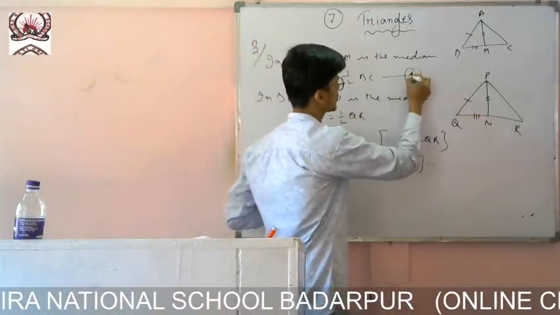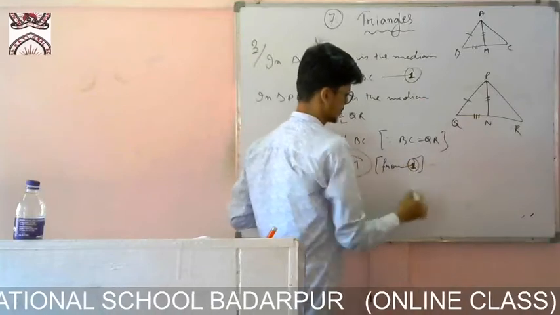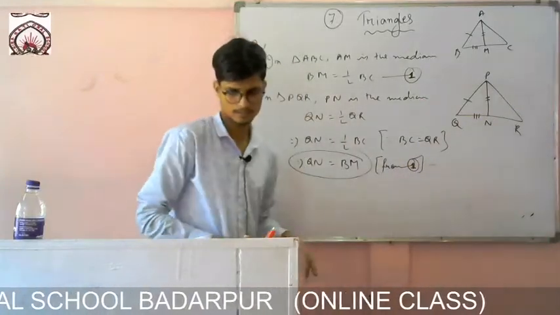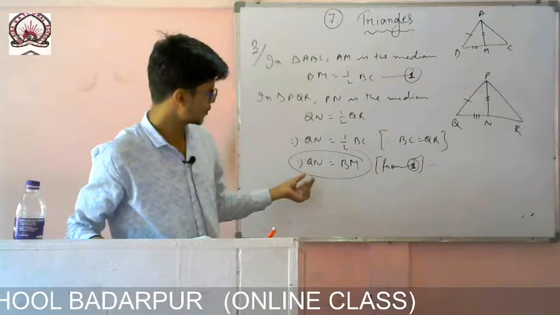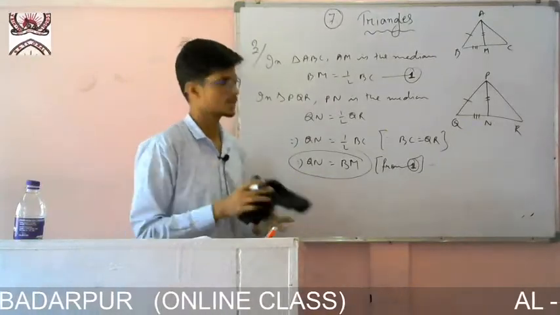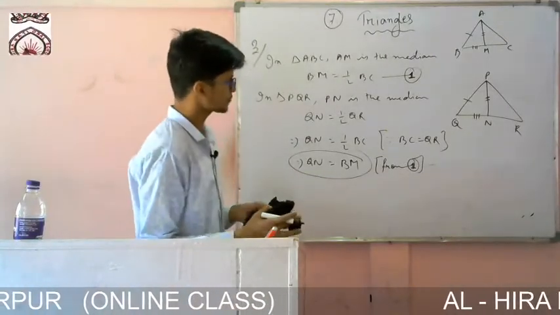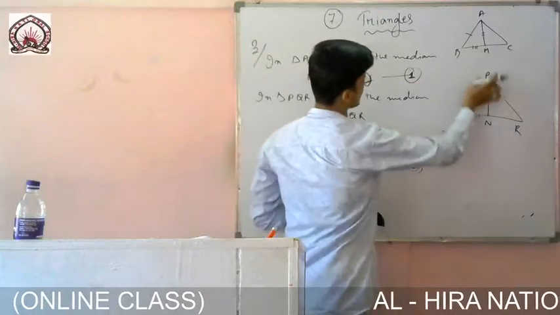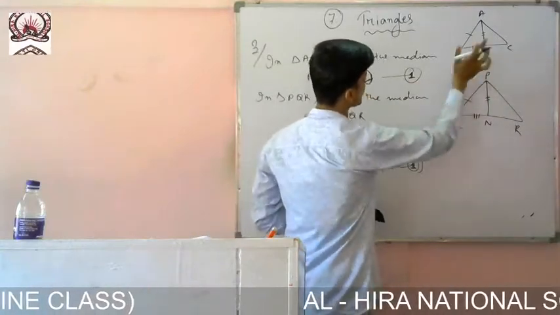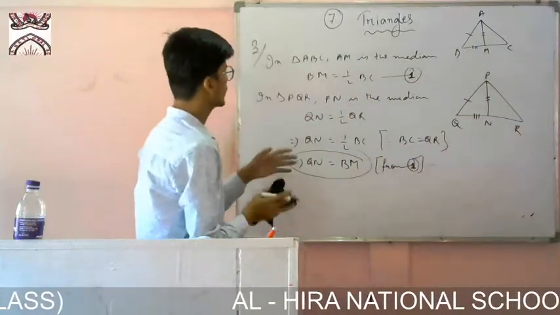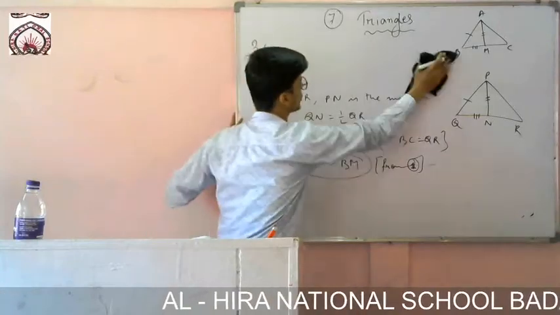Normally in the questions, Roman numerals and sub headings are given. So what we have proved is that QN is equal to BM. So now I can easily write QN is equal to BM, we have shown here. Now I will take one by one triangle and I will prove it very fast.